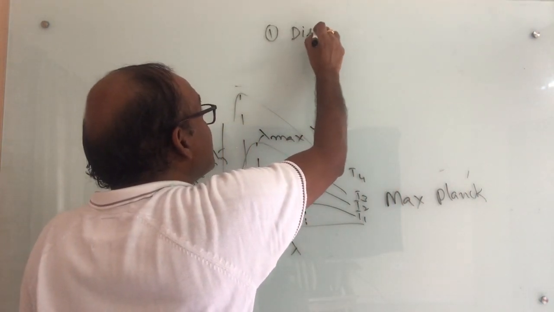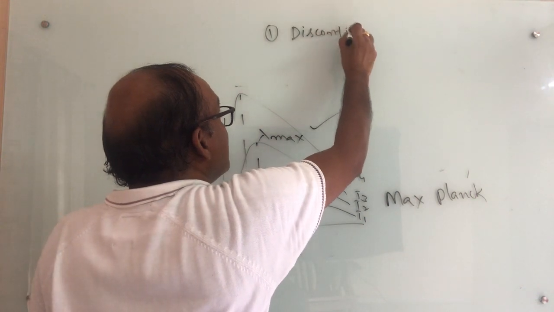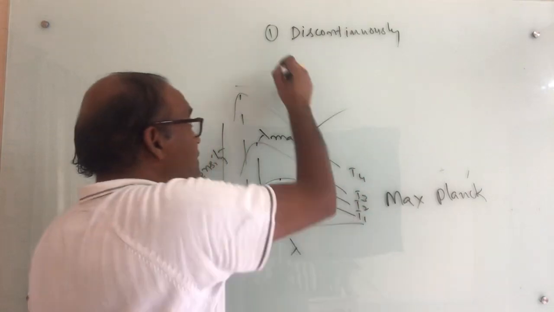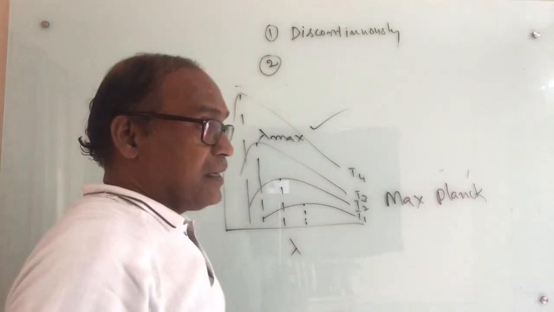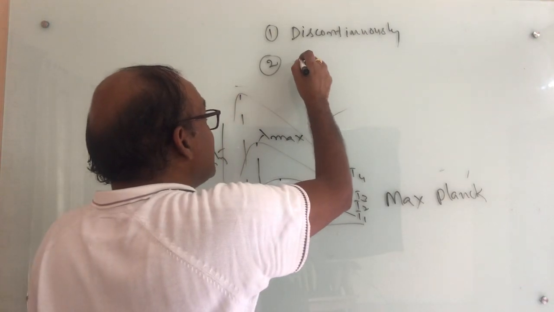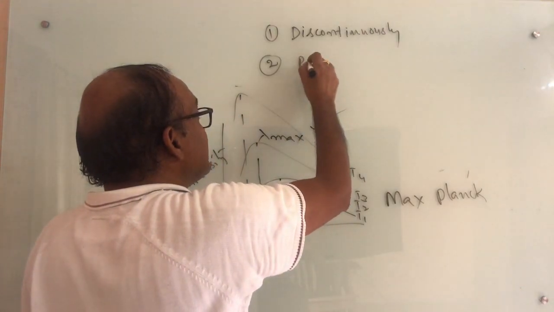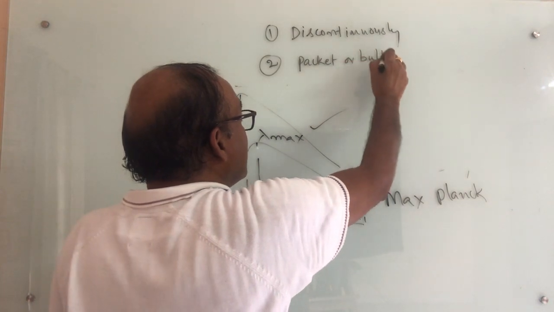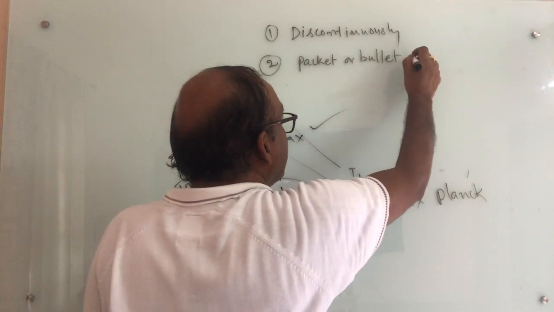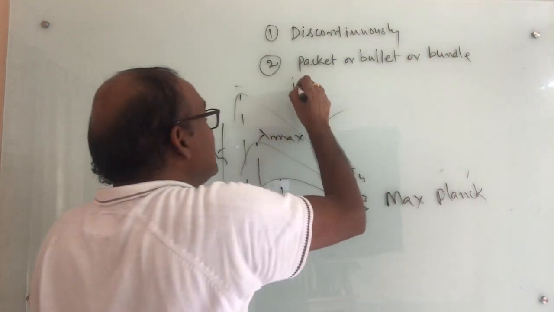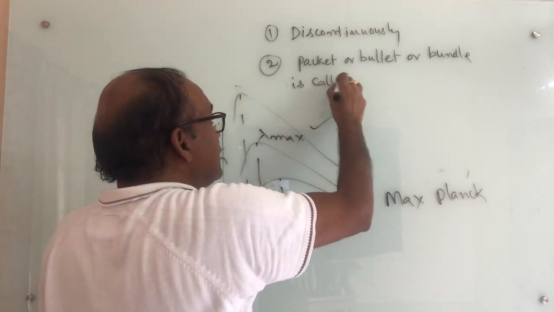First thing, discontinuously or discrete. The discontinuous energy packet or bullet or bundle is called a quantum.